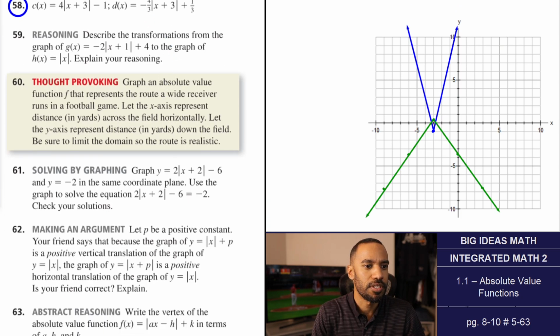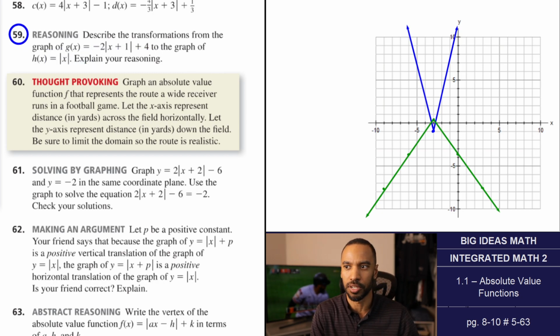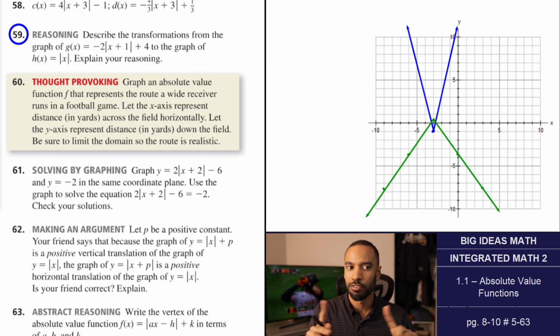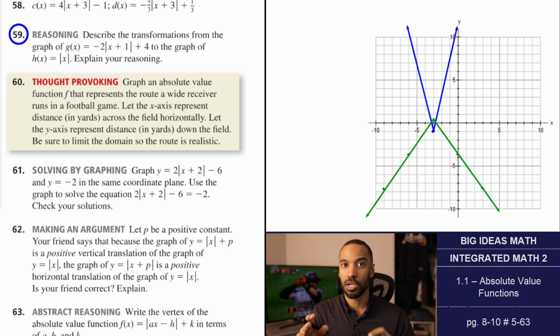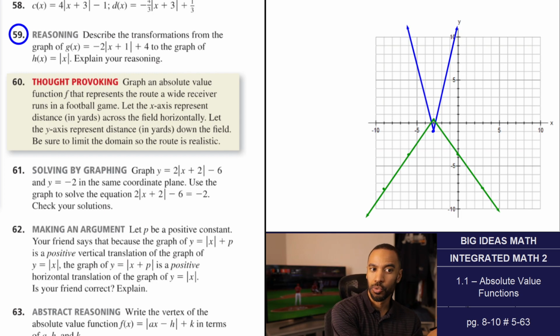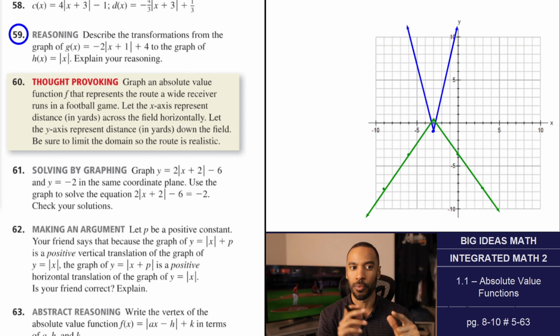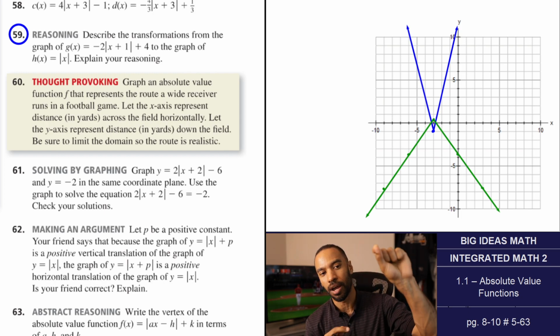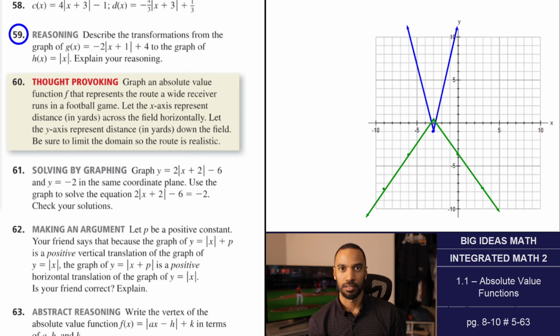All right, number 59. Describe the transformations from the graph of here to the graph of there. Explain your reasoning. Now, this one is a little interesting because it's backwards from what you would normally do. Normally, we say go from the absolute value of x to -2 times all that stuff. So we would say reflect over x-axis, vertically stretch by a factor of 2, translate 1 left and 4 up. This is opposite. So we got to get to the origin.